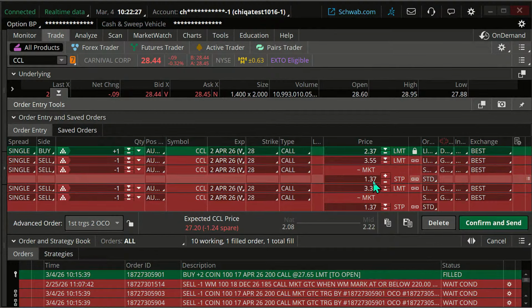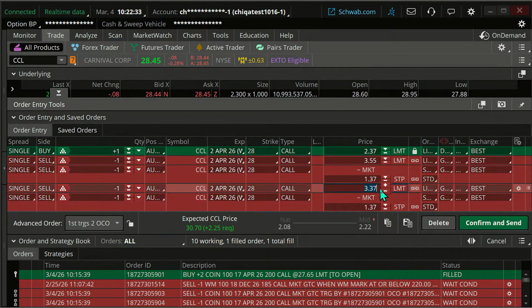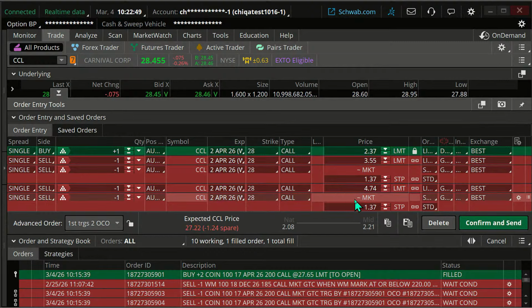What about our stop? Well, let's hold off on the stops here for a sec. Let's go with the other target. I'm going to be more ambitious on this target. I'm going to make this a 100% gain. So 2.37 times 2 is about 4.74. Okay, so I'm going to put a limit price of 4.74.